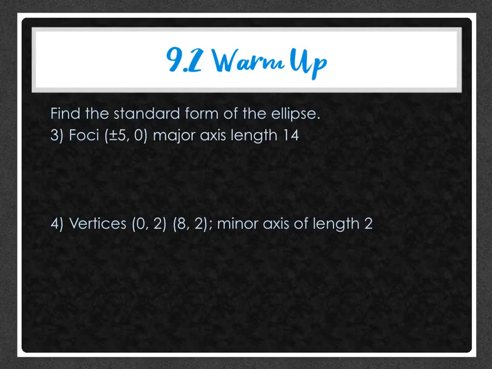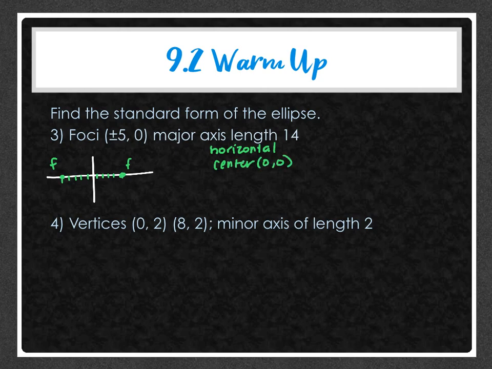All right, number 3 says find the standard form of the ellipse. Foci is plus and minus 5, 0, and the major axis length is 14. So 1, 2, 3, 4, 5 focus, 1, 2, 3, 4, 5 focus, which tells me this is horizontal. My center is 0, 0, and C is 5.